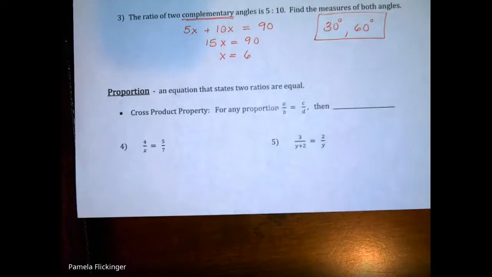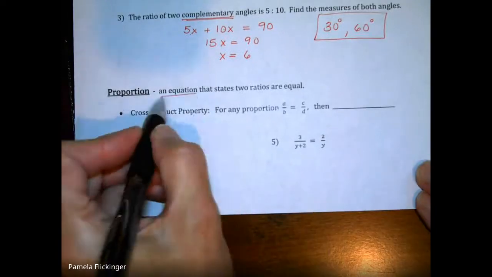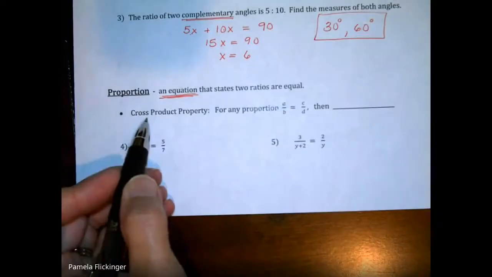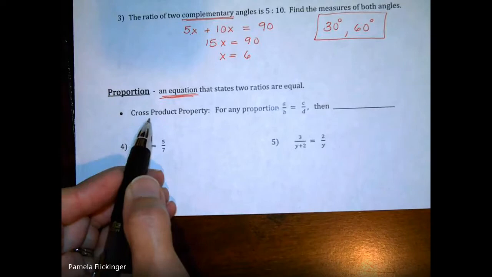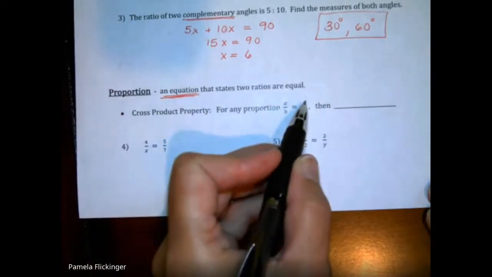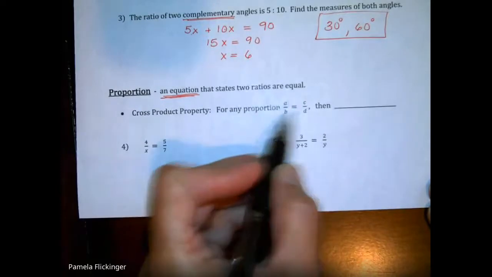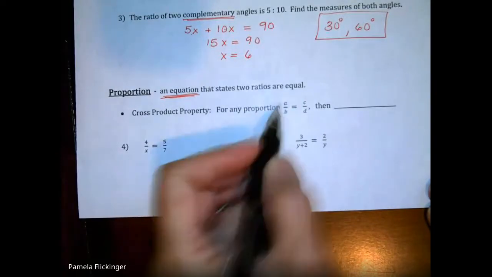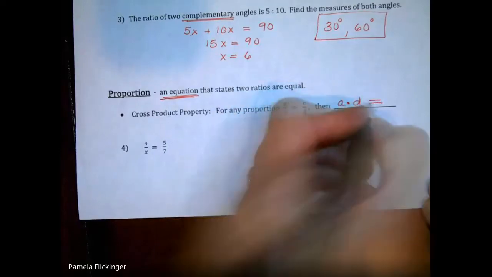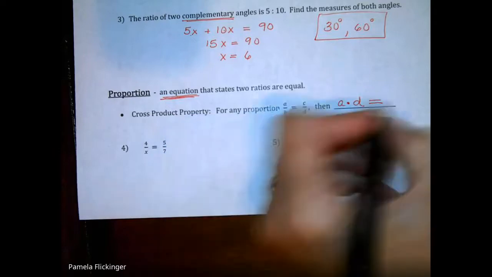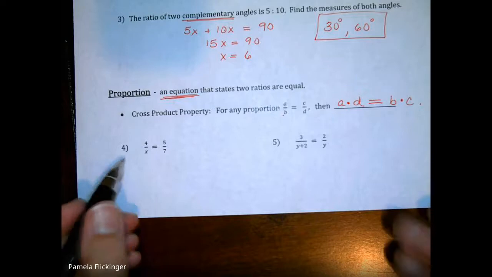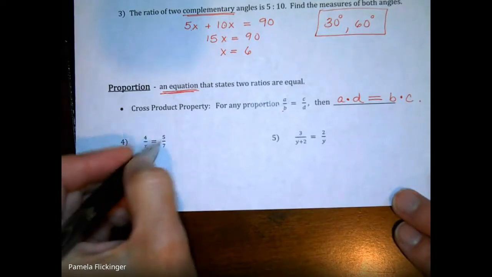Proportions. A proportion is an equation that states that 2 ratios are equal. We use what's called the cross product property to solve proportions. For any proportion where you've got A over B equal to C over D, so 2 fractions equal to each other, then we cross multiply. I'll do A times D and set that equal to what I get when I cross the other way, B times C. That's the rule.